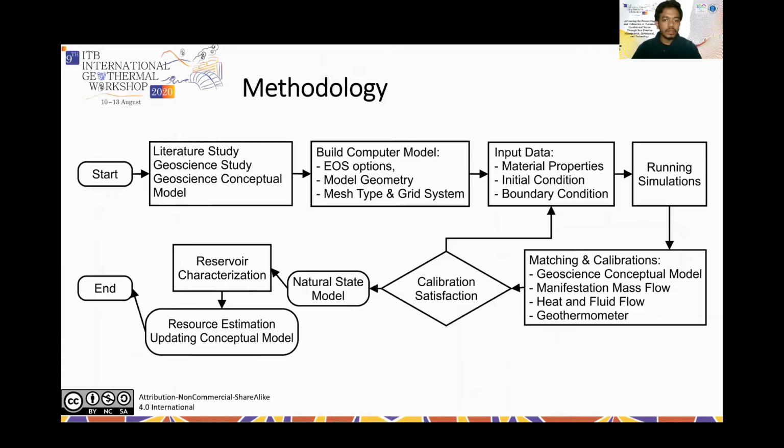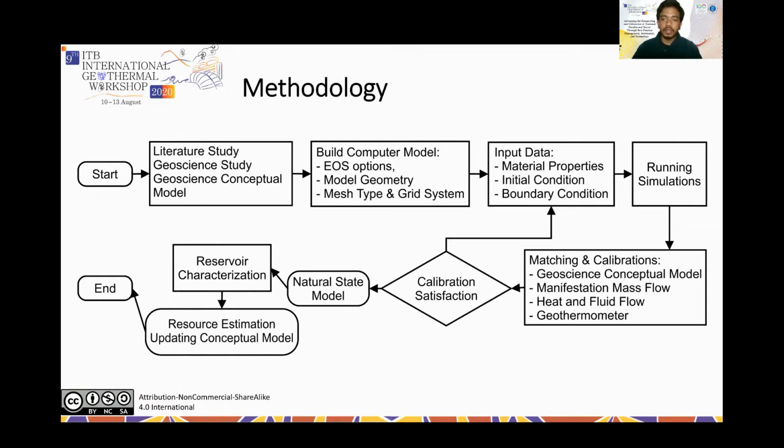This research methodology in developing the natural state reservoir model consists of several steps. It starts with collecting geoscience data and conceptual models from the latest study. A computer numerical model based on the conceptual model is made using a TOUGH2 simulator to simulate fluid and heat flow process of the geothermal system.